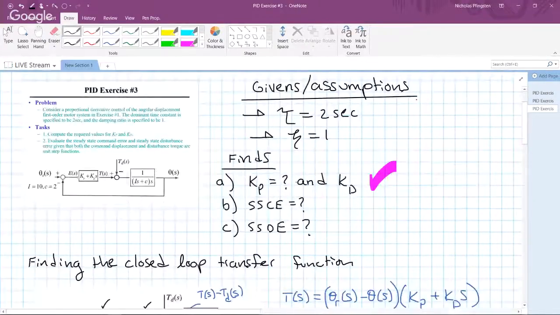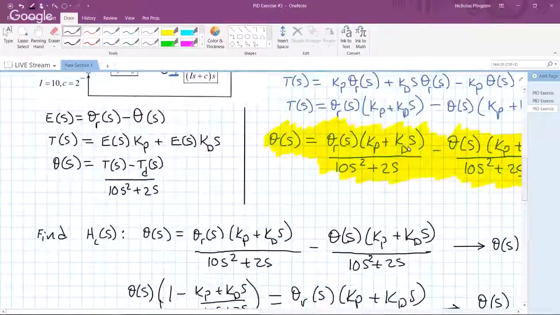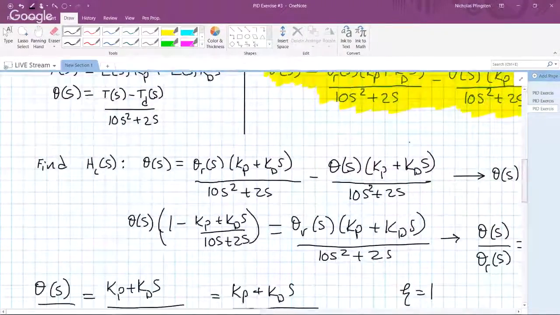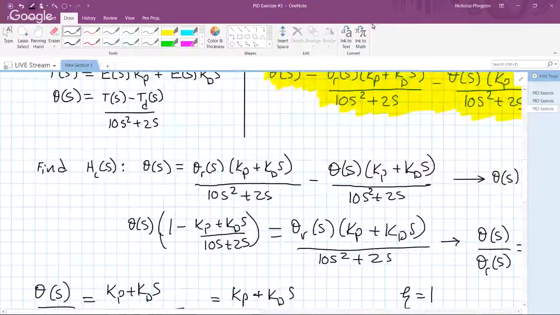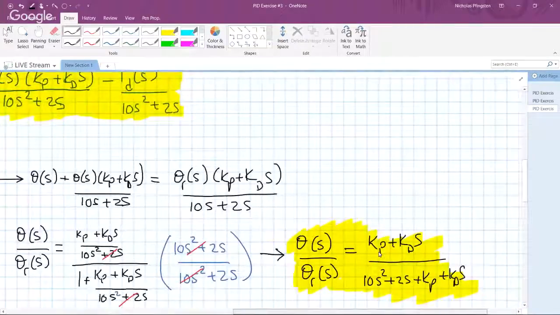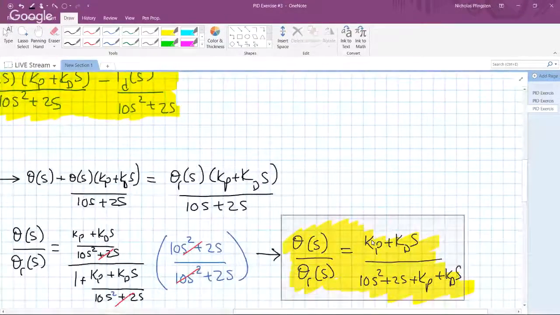Steady state command error. Okay, let's find what that is. We're going to need the closed loop transfer function. I believe that we found. It's right there. That's what we need, along with the error function.